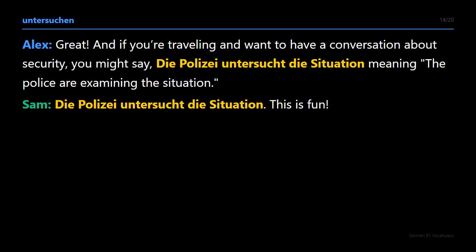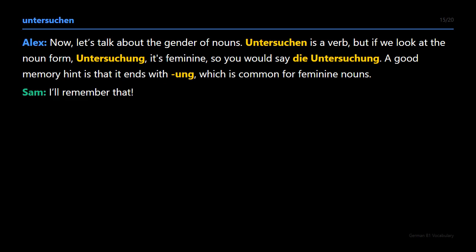This is fun. Now, let's talk about the gender of nouns. Untersuchen is a verb, but if we look at the noun form, Untersuchung, it's feminine, so you would say, die Untersuchung. A good memory hint is that it ends with ung, which is common for feminine nouns.